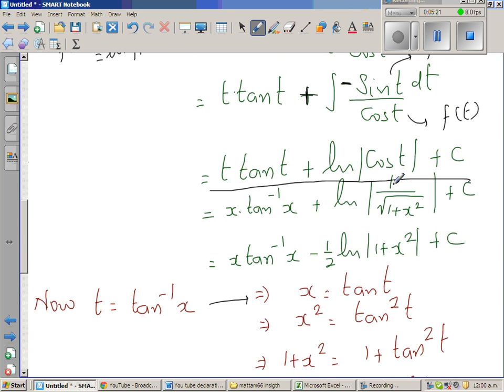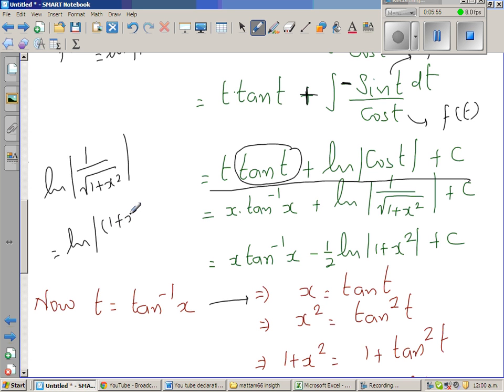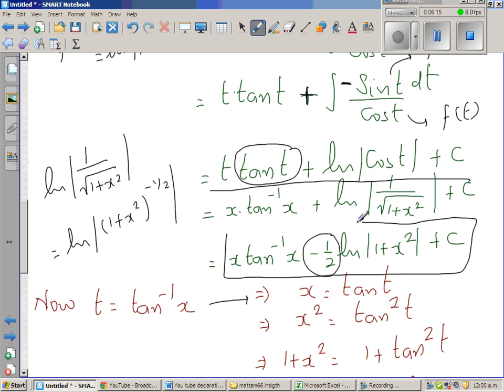So in place of cos t, that's how I wrote this. tan t is x, and t is tan inverse of x. That's how I wrote x times tan inverse of x plus natural log of 1 over square root of 1 plus x squared. And here, natural log of 1 over square root of 1 plus x squared is nothing but natural log of 1 plus x squared to the power negative half. Applying the log rule, this half can be multiplied, and that's how I got this negative half. The square root is removed, so this is the most simplified form of the integration of tan inverse of x.